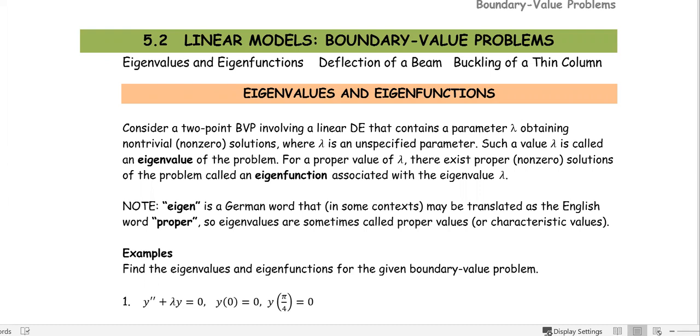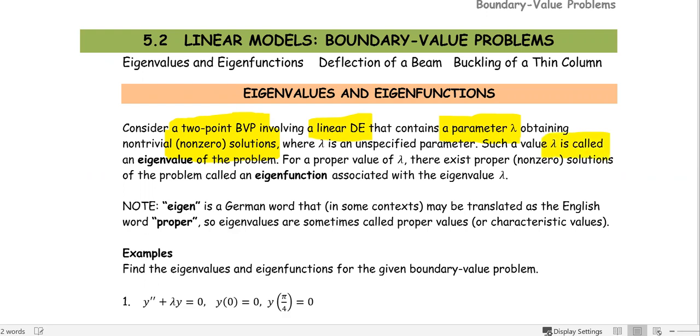Gonna start with the eigenvalues, eigenfunctions. So what are they? For the boundary value problem, we look at the 2-point boundary value problems for the linear differential equations. And the parameter that I was talking about is the lambda notation. So the goal is to find the lambda, or the set of lambda terms, the parameter lambda here, that give us the non-zero solutions.